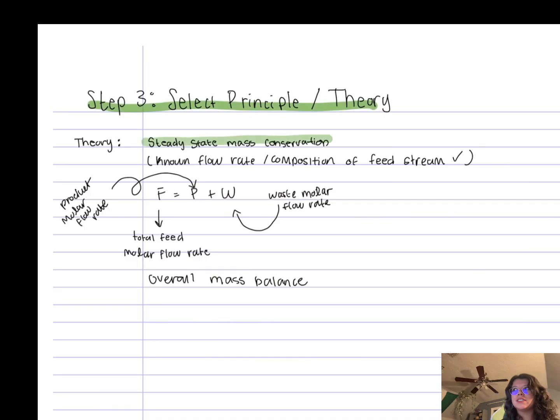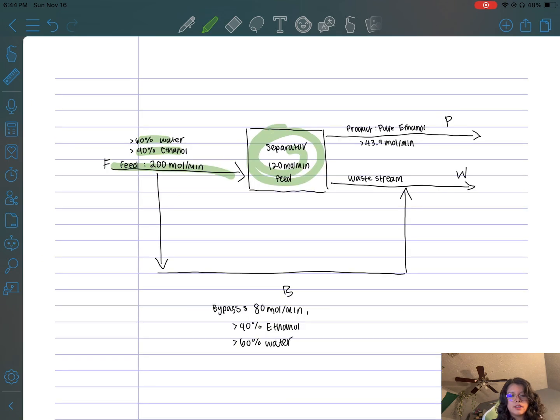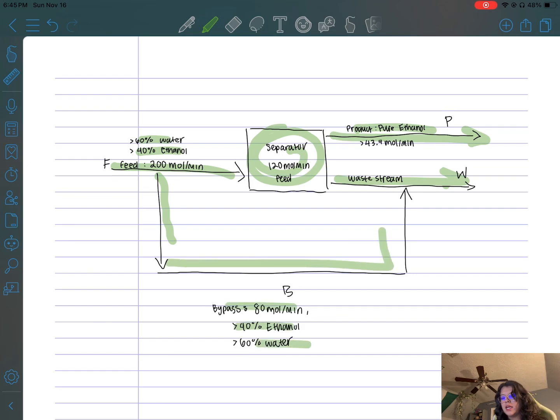Okay, we're going to be moving on to step 3 of the engineering method. We're going to be selecting a principle or theory to work with in this problem. One is going to be the law of conservation of mass, and then there's going to be the steady state system. Step 4. This is where we make necessary assumptions. We're going to be assuming steady state, meaning there's going to be no reactions affecting this system, and there's going to be no losses coming out of the system. The stream composition is the same as the feed, and two other unknowns we're going to be describing here are the pressure and the temperature. For the molecular weights, they're going to remain constant. For ethanol, it's going to be 46.07, and for water, it's going to be 18.02.